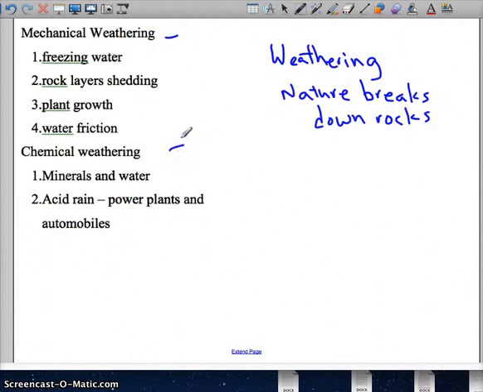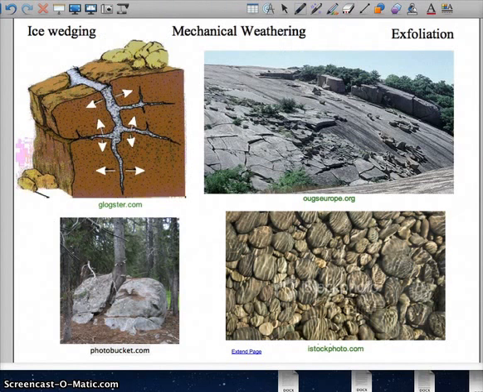Mechanical weathering is wearing down of rocks that does not change the rock's composition. It's like cracking a pecan. The pieces of the pecan are still pecan, it's just broken. You can see on the screen we have some common forms of mechanical weathering, and we'll go over each one of these: freezing water, rock layer shedding, plant growth, and water friction. Let's go with some pictures.